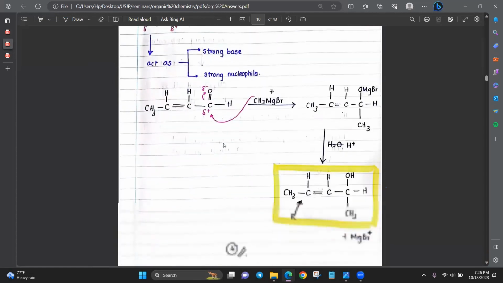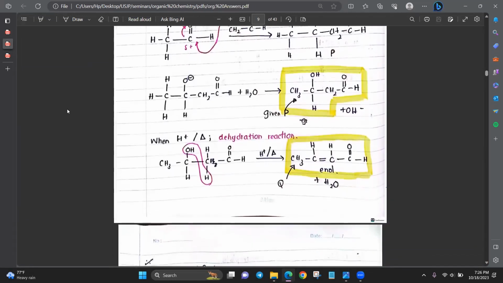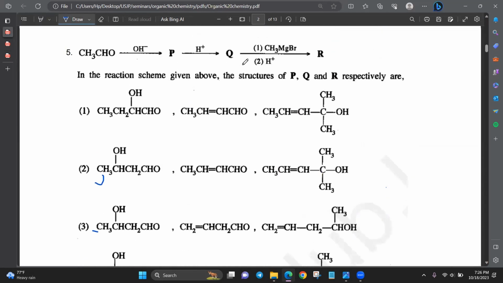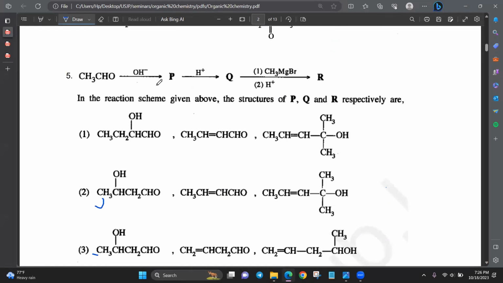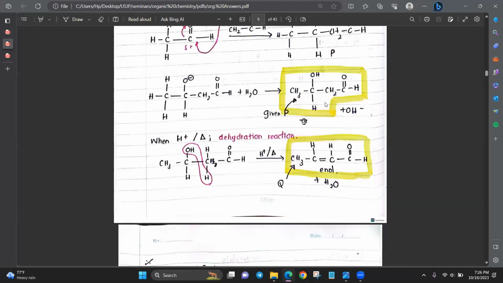Right. Okay. So we'll go to the next step. Next step, what are they saying now? After P, they have added H plus to get Q. Now we have our P. To this P, if we add H plus, what will happen?